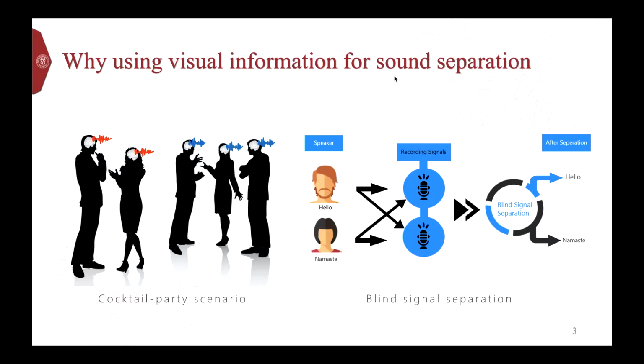Generally, this task is named blind source separation in the sound domain. If we have multiple speakers speaking at the same time and recorded by devices, then for the mixed recorded signals, we want to separate the sound for each one. So we want to separate, for example, the 'hello' and the next word in these scenarios. So this is the traditional sound separation task.